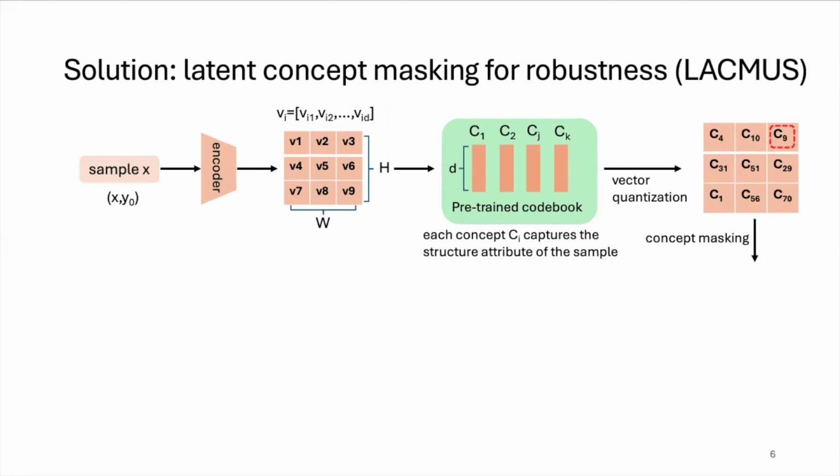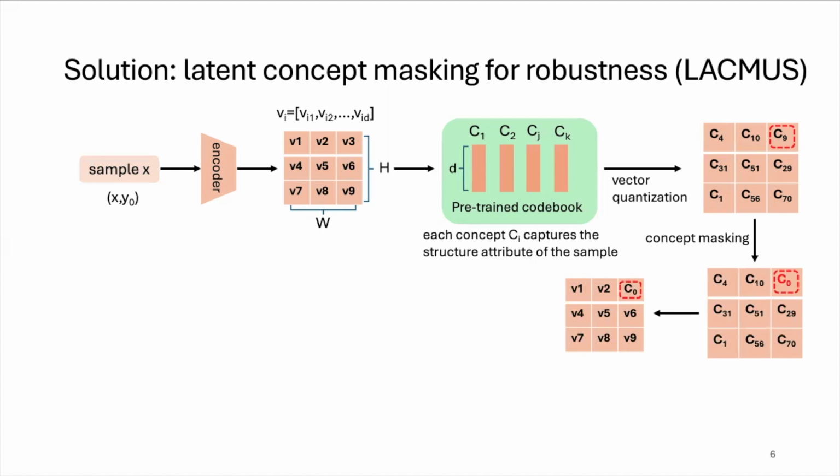Once we have the concept matrix, we can use a concept masking mechanism to mask one of the concepts in the matrix. For example, we can mask the concept C9 and change it to C0. Once we have finished this step, we can map the concept matrix back to the vector matrix, and the vector matrix is then put into a decoder.